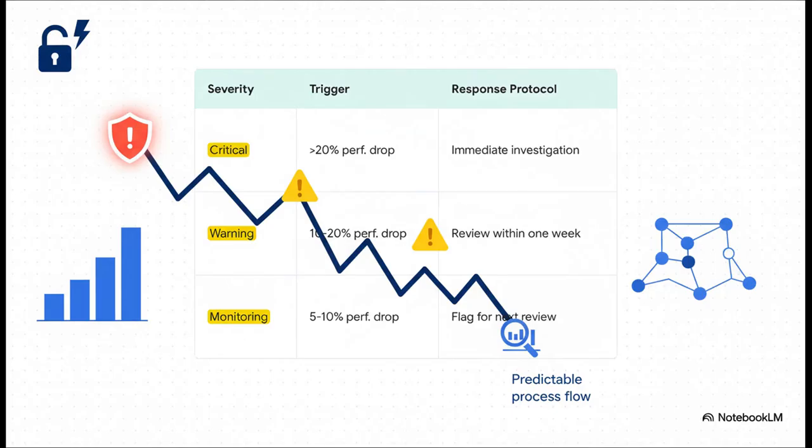This is so important. You have to treat these drift alerts with the same gravity as you would a security incident. That means having a plan. You need to define severity levels. A critical drop in performance, say over 20%, that's an all hands on deck, immediate investigation. A smaller warning, maybe that's a review within the week. This turns panic into a predictable, manageable process.